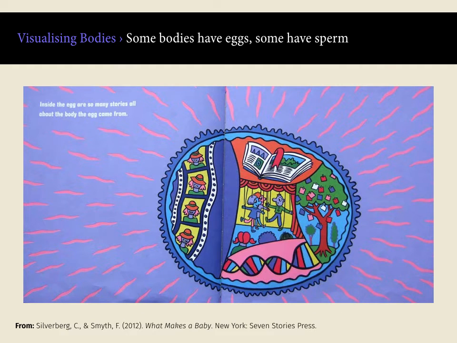Instead of focusing on the bodies themselves, Silverberg and Smith focus on the genetic codes or stories that are stored in the sperm and the egg, and on how they tell a story about the person they come from. This allows parents who've used sperm or egg donors, or even surrogate mothers or adoption, to still tell their specific family story of conception.